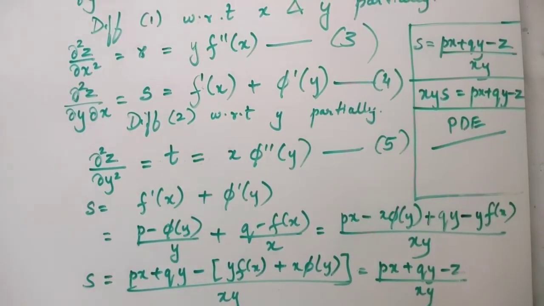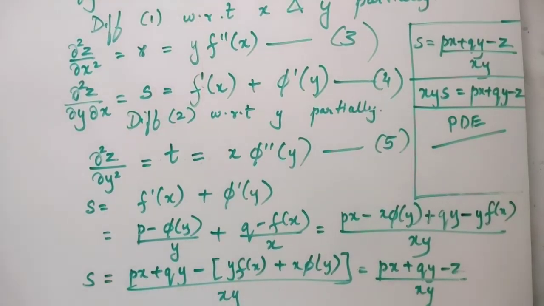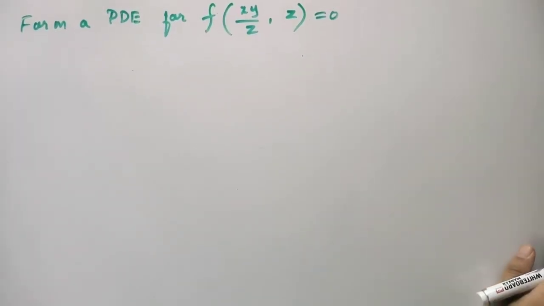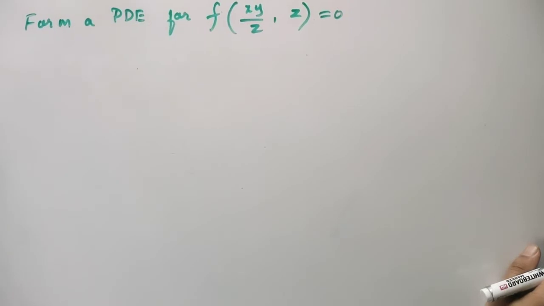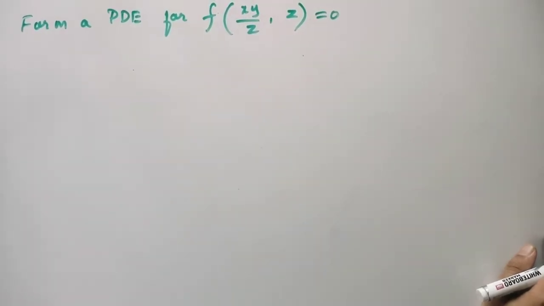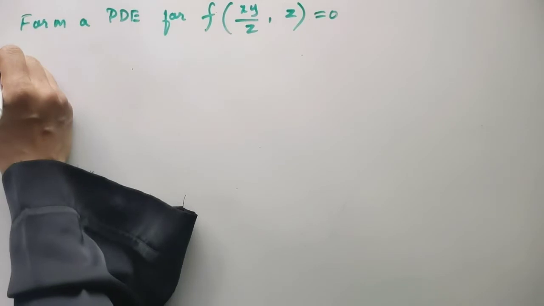Okay, now let's continue with one more problem on this. Form a PDE for f of xy divided by z comma z is equal to 0. This is also of the form f of u comma v is equal to 0. Okay, so solution.